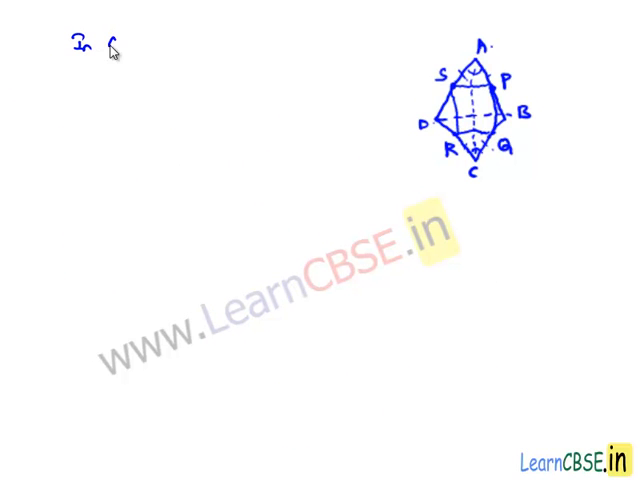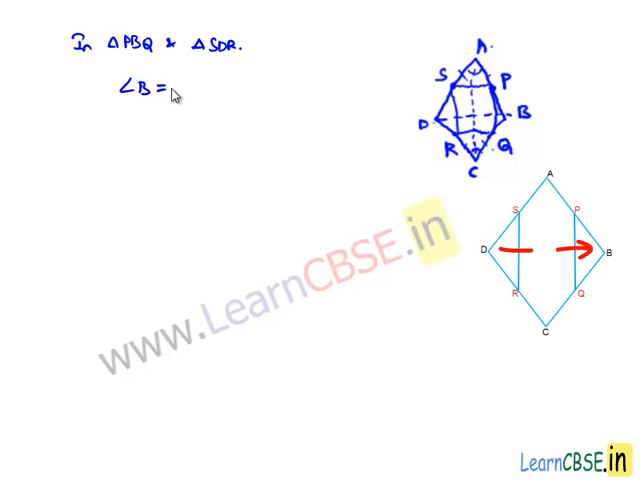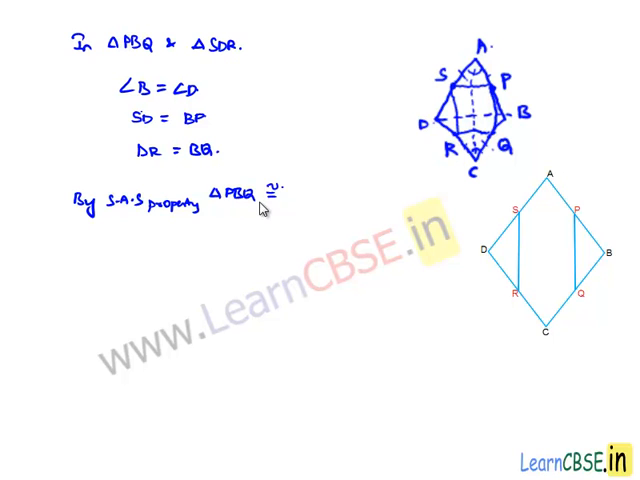Similarly, let us consider the triangle PBQ and triangle SDR. In these two triangles, angle B is equal to angle D, since ABCD is a rhombus, opposite angles in a rhombus will be equal. Here SD is equal to BP, since S is midpoint of AD and P is midpoint of AB, we know that AD is equal to AB, and similarly we get DR is equal to BQ. Now again by SAS property the two triangles are congruent, that is triangle PBQ is congruent to triangle SDR. As two triangles are congruent, their corresponding sides and corresponding angles can be equated. So here SR can be equated to PQ.